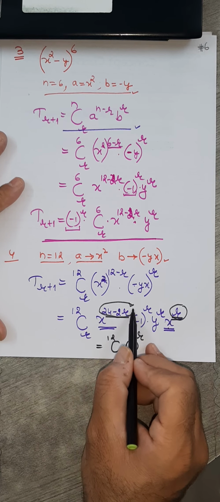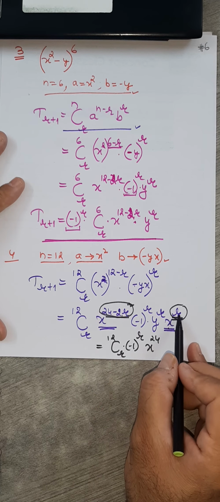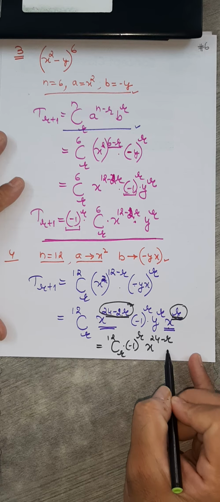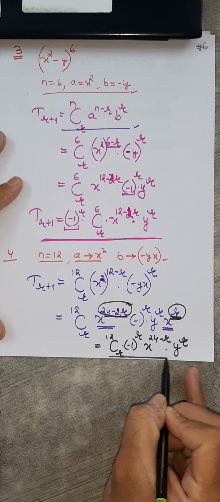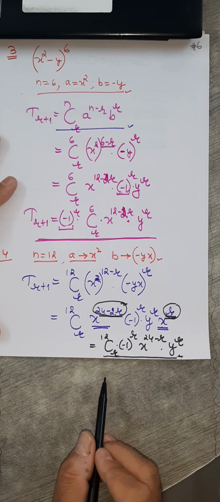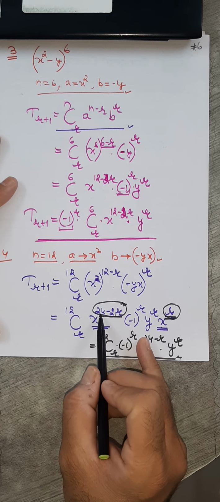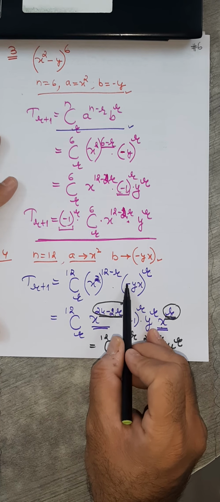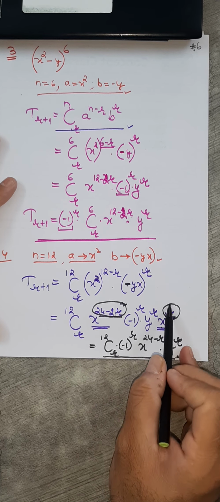The addition of these two will be done. So how much will it be? x raised to 24 minus 2r plus r. So it is just minus r into y raised to r. That is nothing but the final expression. I repeat what I did. See, 12 minus r into 2. So 24 minus 2r, minus 1 raised to r I wrote here. Y raised to r into x raised to r.